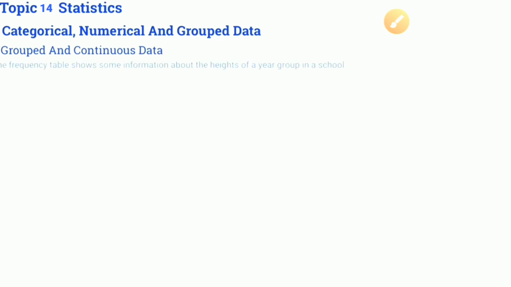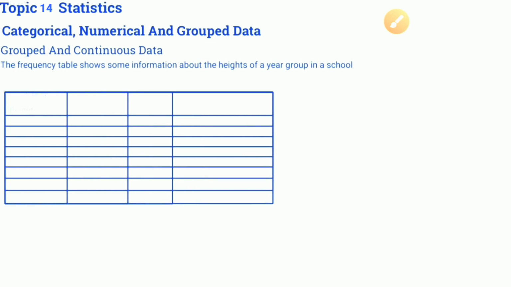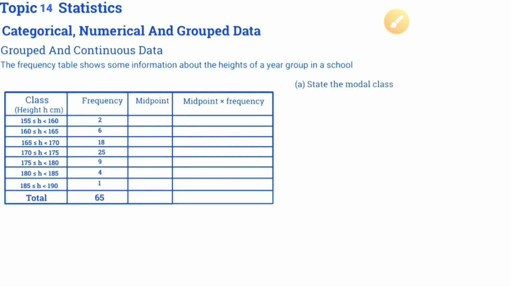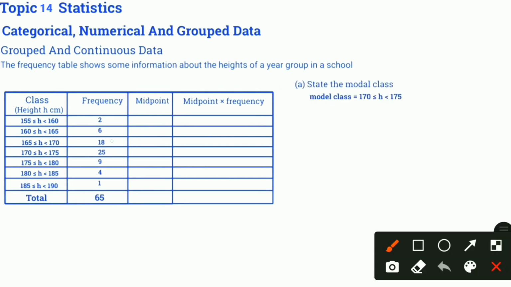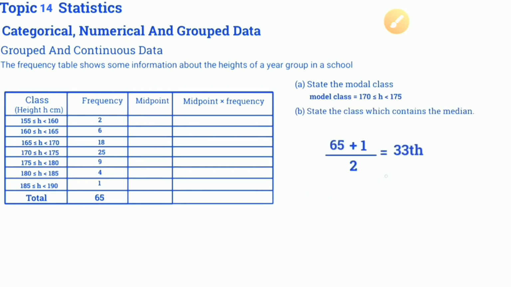Grouped and continuous data. The frequency table shows information about the heights of a year group in a school. We have the class, frequency, midpoint, and midpoint multiplied by frequency. State the modal class. It has the highest frequency, so this is the modal class.